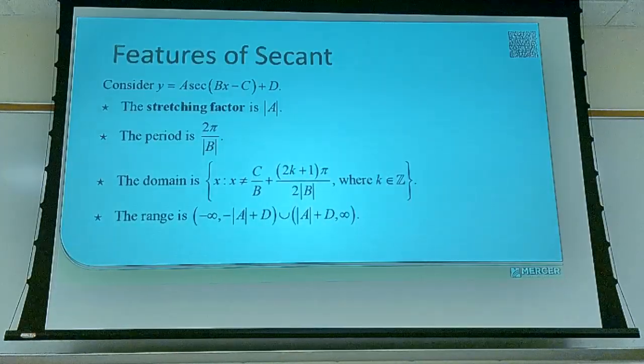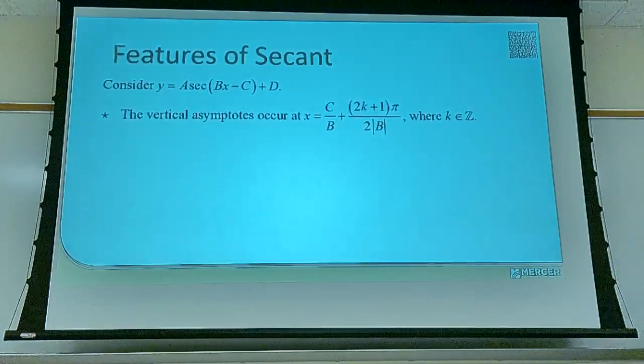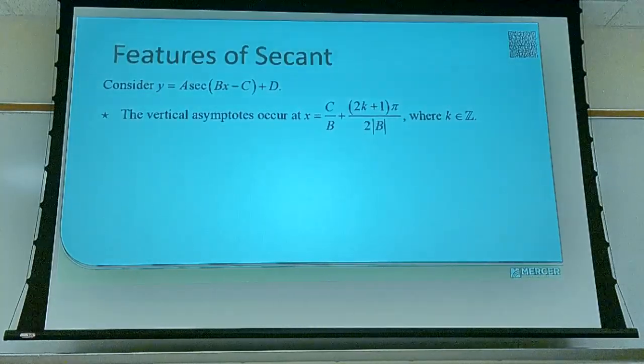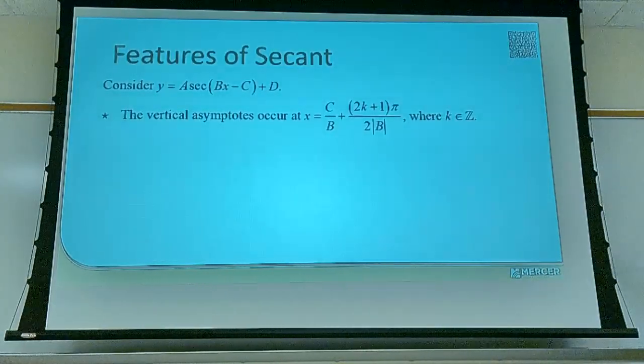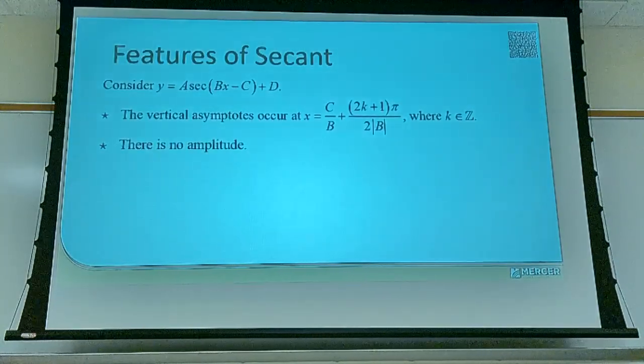Just like tangent, there's a vertical asymptote every time cosine is 0, so every one of those exclusion points in the domain has a vertical asymptote. And remember, there's an infinite number of them because it's periodic. And once again, there's no amplitude. In fact, the only two trig functions that have an amplitude are sine and cosine.